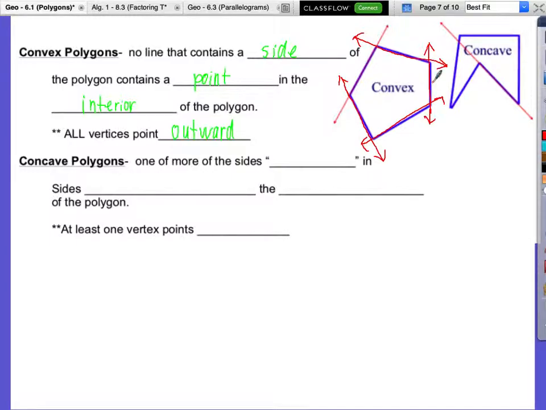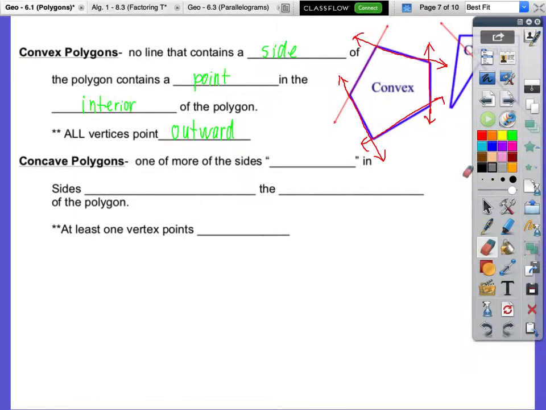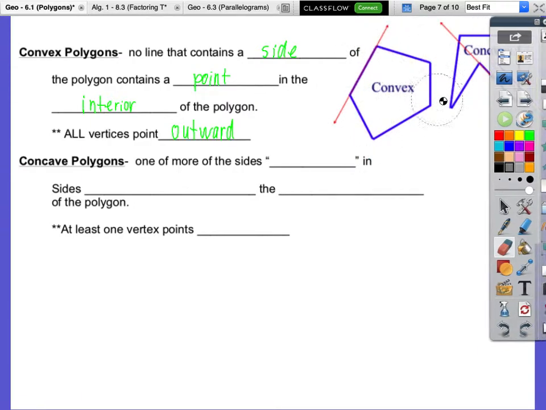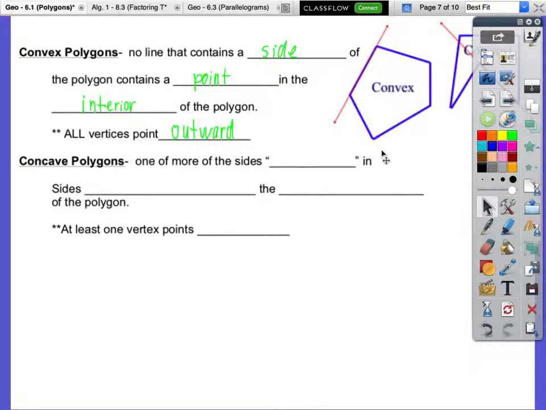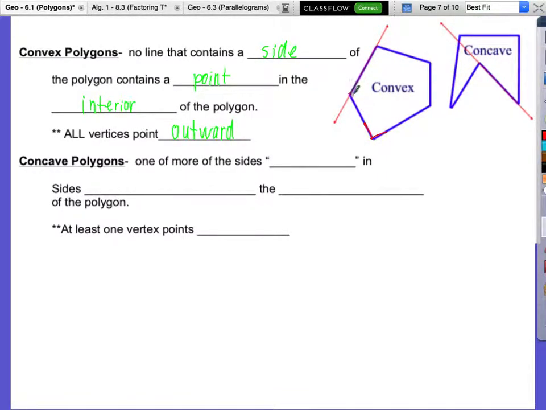And if we look at these vertices, we have 5 vertices here, and they all kind of point outward. They almost look like arrows that point outward. If you were to make this into an arrow, it points out. This points out. This points out. And that'll also be true of a convex polygon.